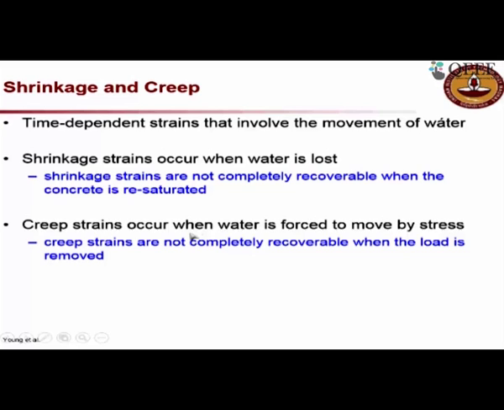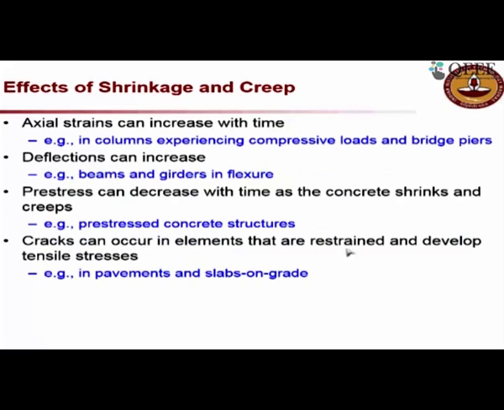In the case of creep, the deformation again occurs when water is lost, but how is it lost? It is due to the application of stress. In the case of shrinkage, it was due to either chemical reaction or evaporation, but when you talk about creep, it's mainly due to the stress applied to the concrete. Again, the creep strains are not completely recoverable. When some creep strain is there, there is a permanent deformation happening in the system. In other words, the moment the load is removed, the concrete will not regain its original shape, or the strain will not become zero.